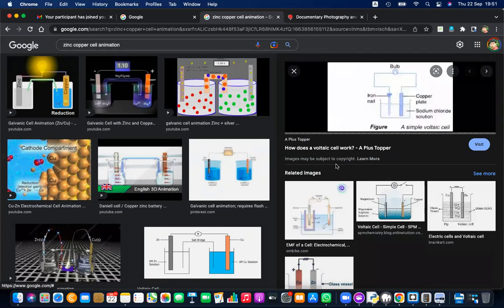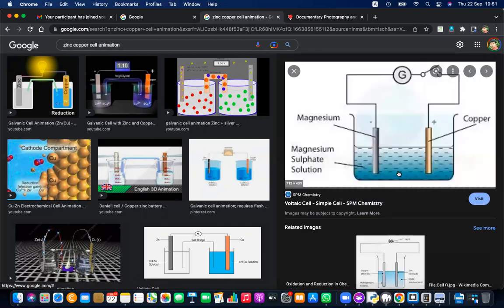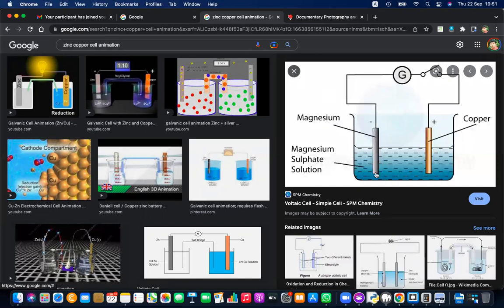Here you can see this is another one. Okay, magnesium and copper is another solution.